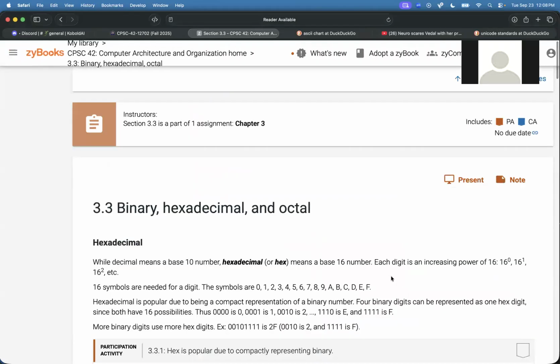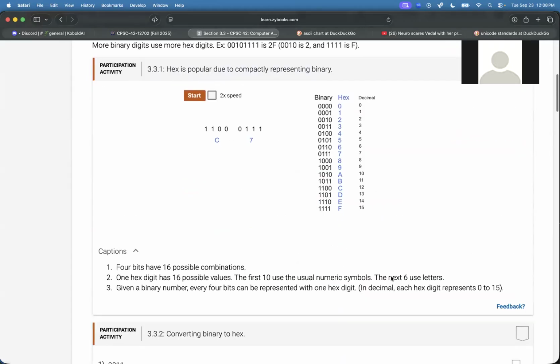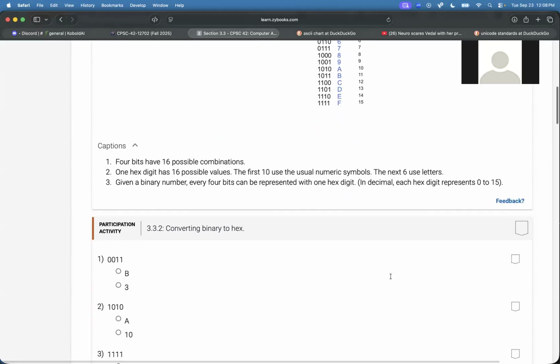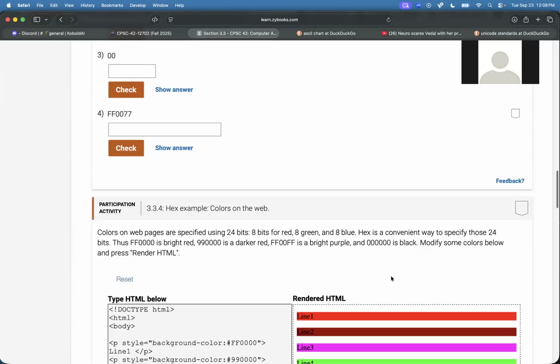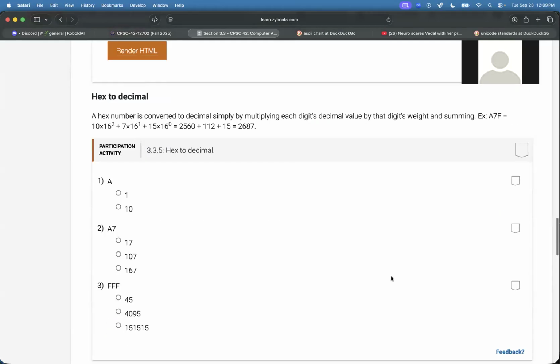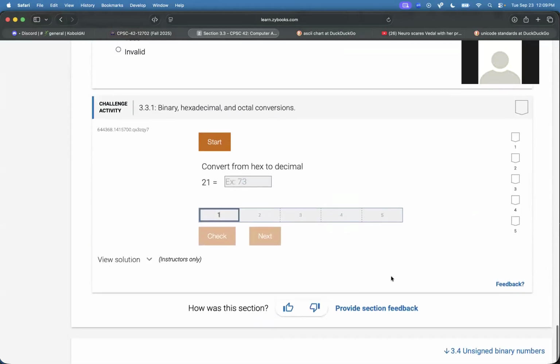And then the next section after that is 3.3, which is binary, hexadecimal, and octal, which are just three particular bases. So if you can do the previous section, then you can do this section as well. So I think that'll be helpful.